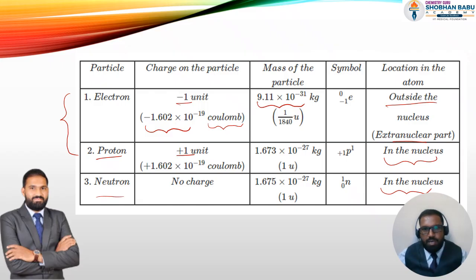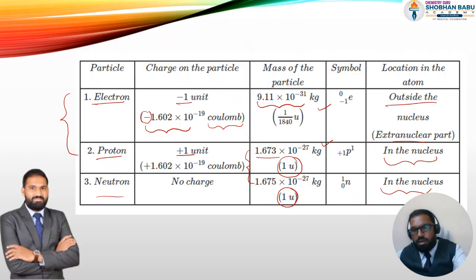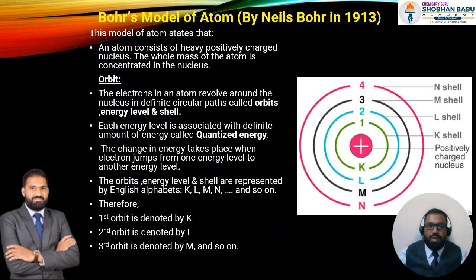When it comes to protons, the mass is 1.6 × 10^-27 kg. These two are also very important for us. In terms of mass, protons and neutrons have almost 1 unit of mass. In terms of charge, electrons and protons have a similar quantity of charge with opposite signs.